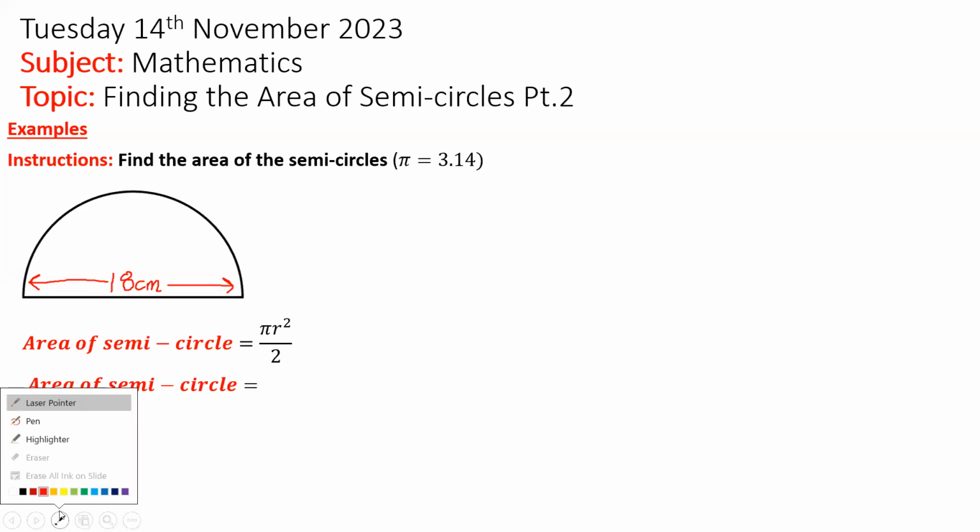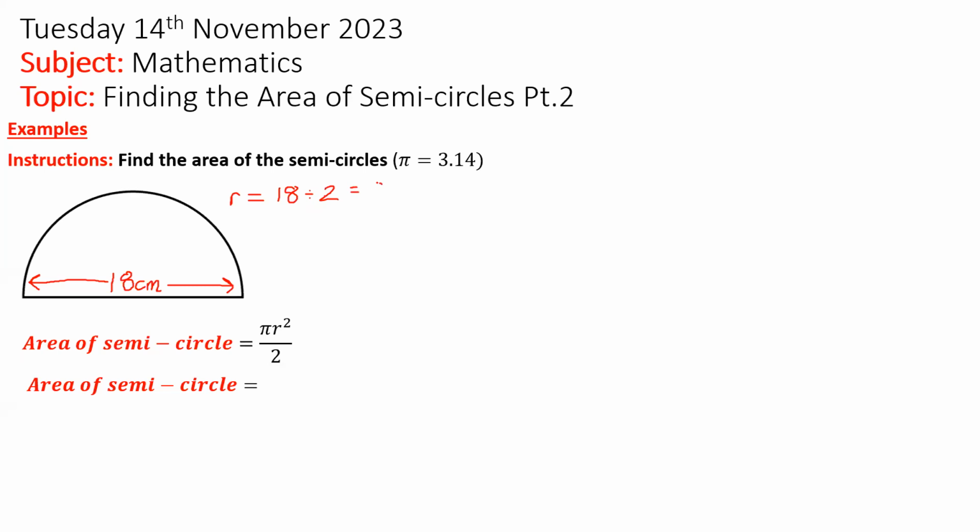So the actual answer for the radius is not 18. The radius is going to be 18 divided by what? By 2. Very good. And what is 18 divided by 2? That's going to be 9. So whoever said 9, you're absolutely correct, because remember, we're looking at half of the diameter.